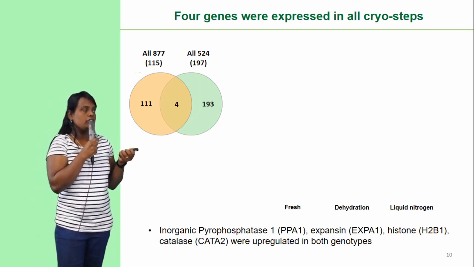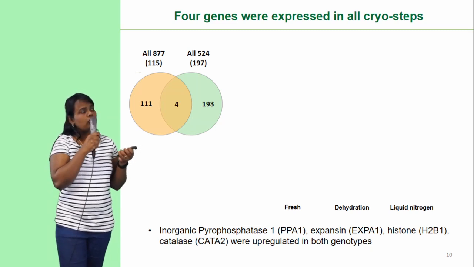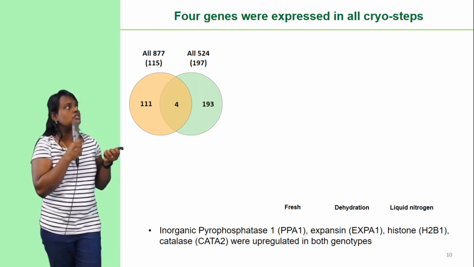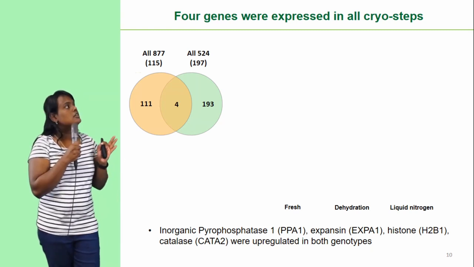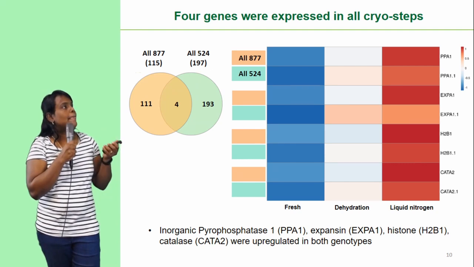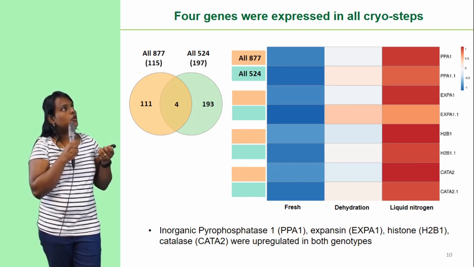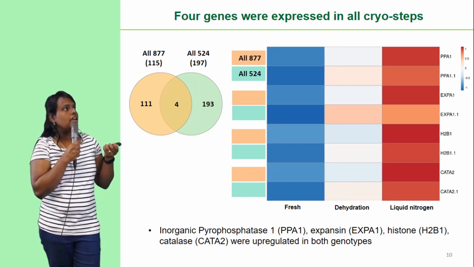Allium 524 had around 193 genes differentially expressed. Among both of the accessions, 4 sets of genes were differentially expressed. Now let's see with the heat map what these 4 genes are and how they are expressed. They are inorganic pyrophosphate, expansin genes, histone complex and catalase.